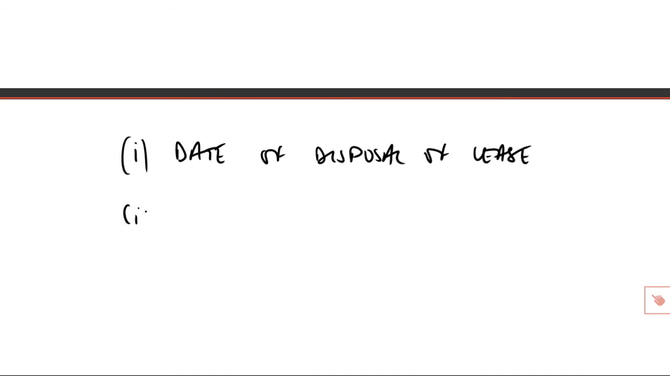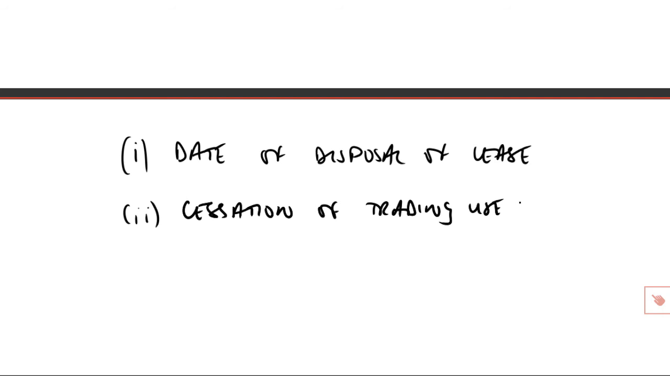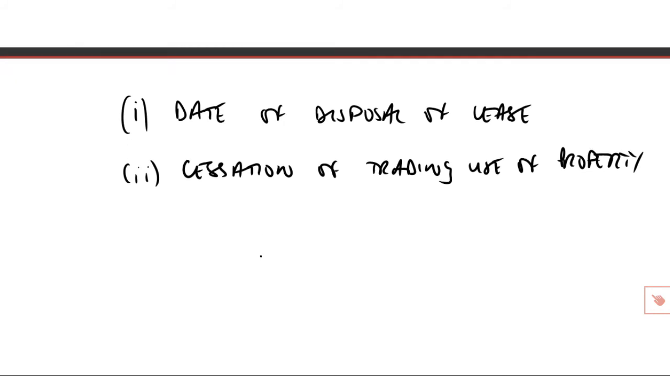No matter. But one, an obvious one, I hope: the date of disposal of the leasehold property. Or two, the cessation of the trading use of the property. You stop using it in the trade and you decide instead, as it's surplus to requirements, to let it out. It no longer has a trading use. That would cause the deferred gain to crystallise.